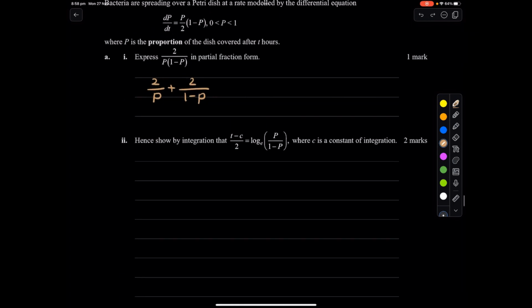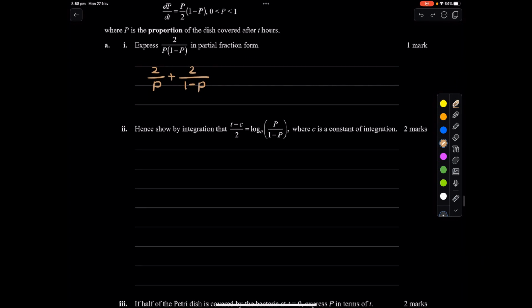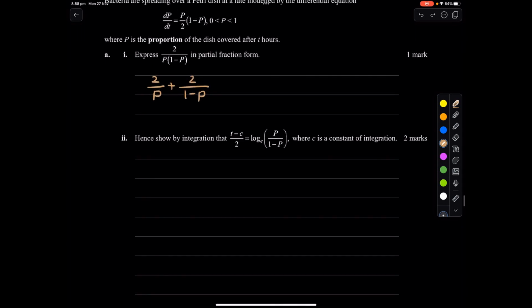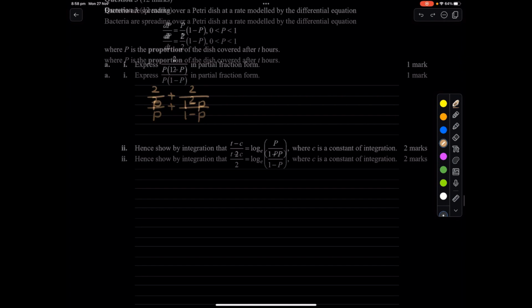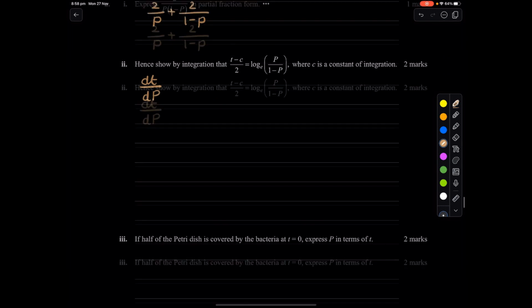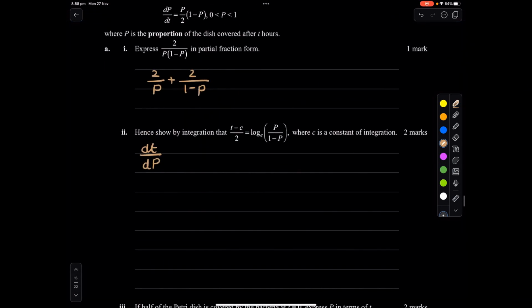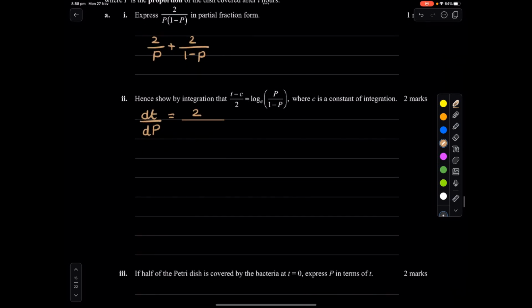That's it. Partial fractions. Hence, show by integration that t minus c equals this, where c is a constant of integration. So we want to show this. Imagine that if we flipped it, it would be dt over dp, which is going to be 2 over p times 1 minus p, which is actually equal to the partial fraction form we just did.